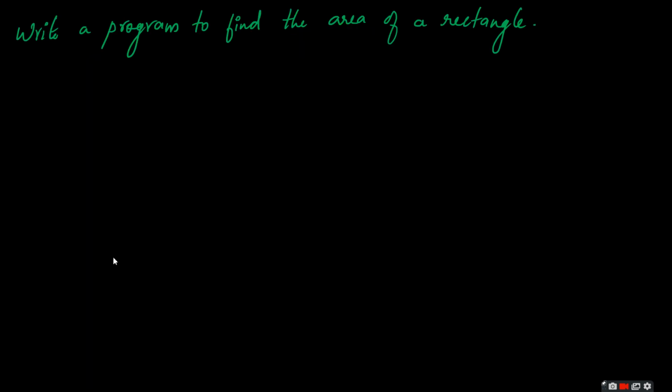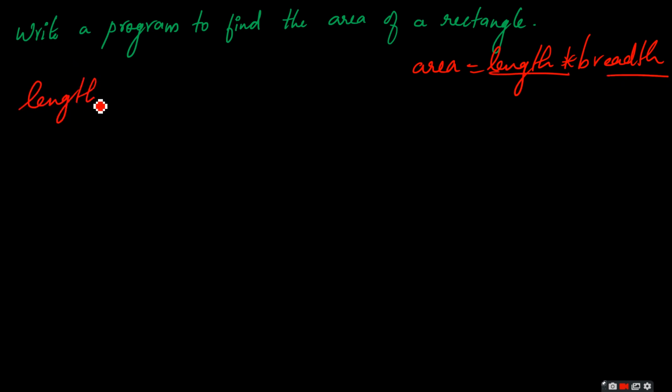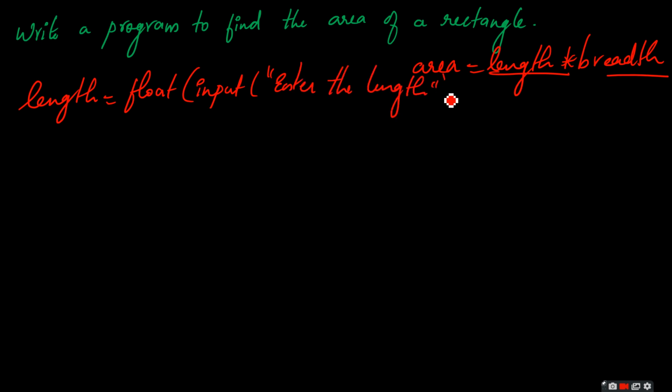Now next question, write a program to find the area of a rectangle. So in order to find the area of a rectangle, the equation is area equal to length into breadth. So what we have to input? We have to input length and breadth. So first we will write length. I am using the float function here. Float, input, enter the length. Normally, while we are giving the length, we will give it in decimal numbers, I mean point numbers. That's why I am using float here.